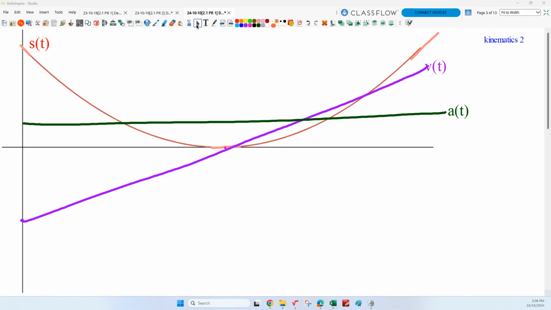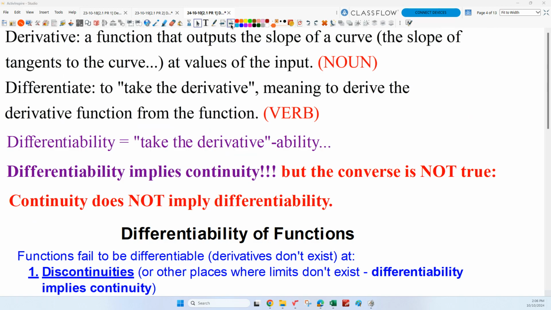Okay, why don't you guys try one? Oh, okay, so I want to give you a definition before we jump into the next one. So a little vocabulary. Some definitions. Derivative. What is a derivative? A derivative is just a function that outputs the slope of a curve, the slope of a function. The slope of tangents to the curve, same thing as the slope of the curve at values of the input. So derivative is a noun, right? It's a thing in math. The derivative is that function that spits out the slope of the original function, okay?